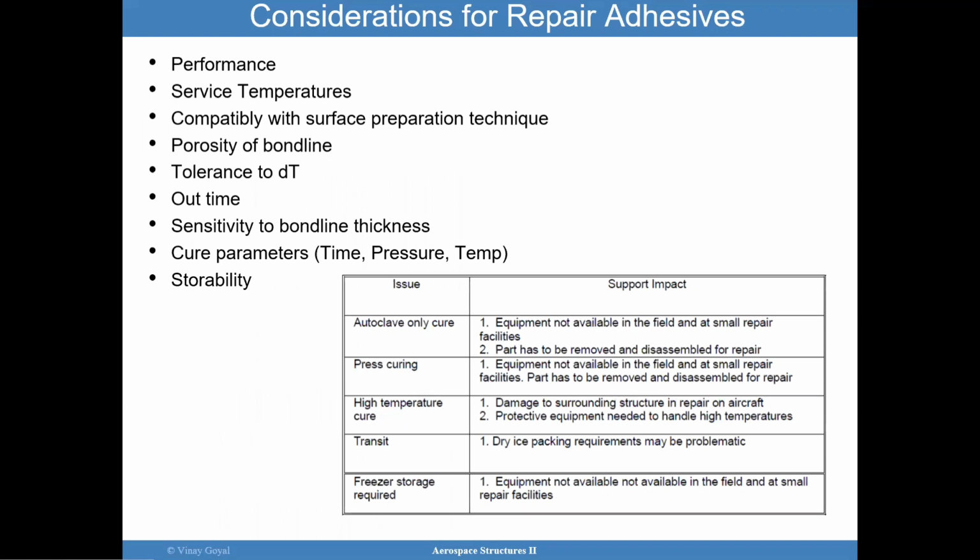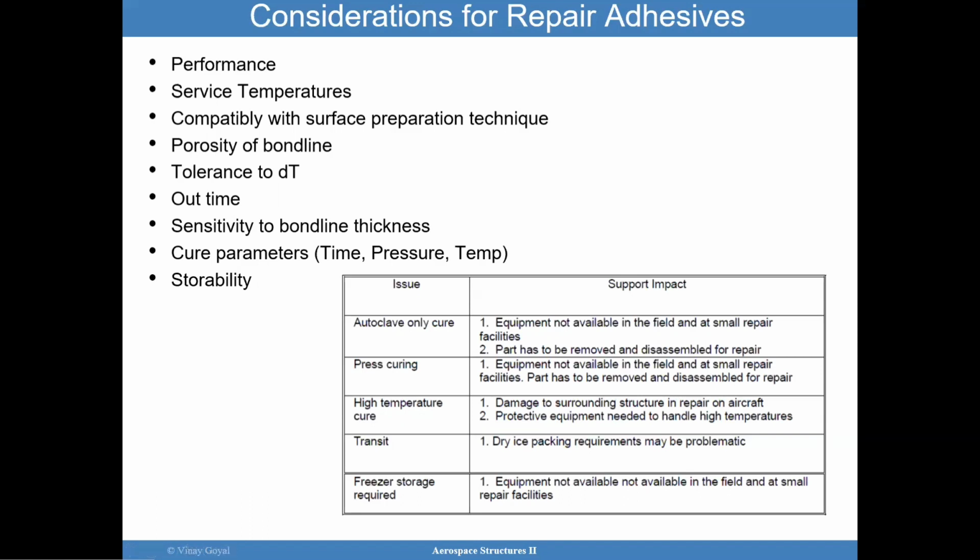Consideration for repair of adhesives involves the performance, the service temperature, making sure that the surface preparation techniques are compatible with what you're trying to accomplish. So I invite you to look at the adhesive bonded joint video where I discuss some of that. Porosity of the bond line, tolerance to the mismatch in the coefficient of thermal expansion, the out-time of the adhesive, sensitivity to bond line thickness, and cure parameters such as time, pressure, and temperature. So a lot of the things we talked about in the bonded joint lecture apply here.